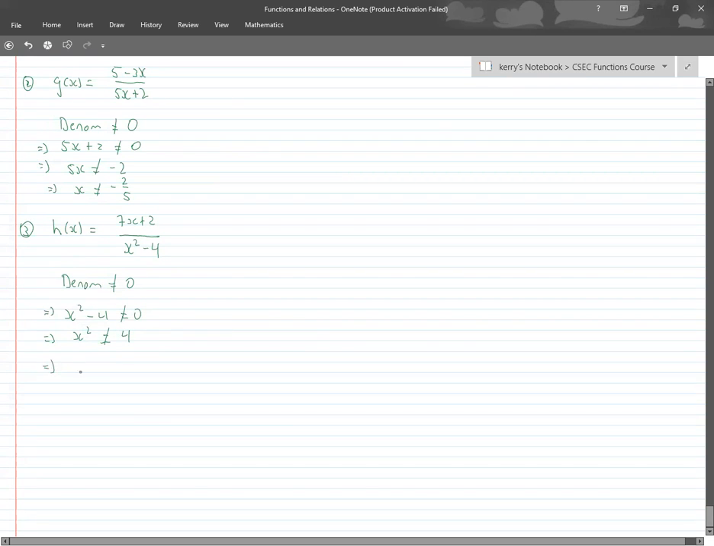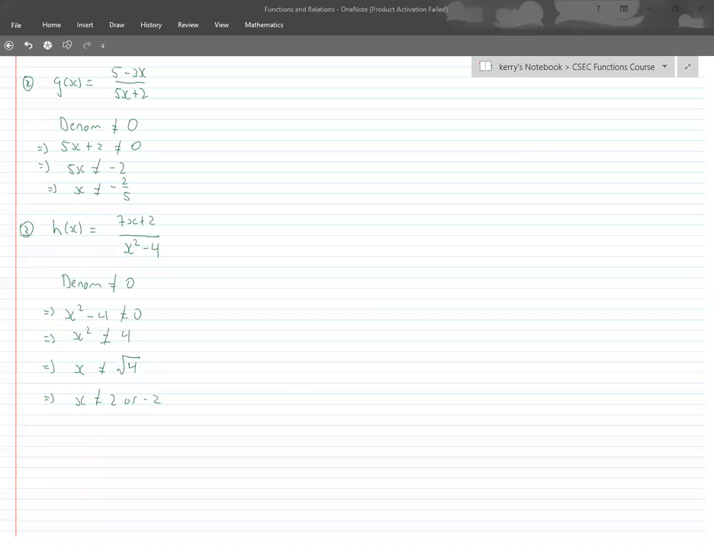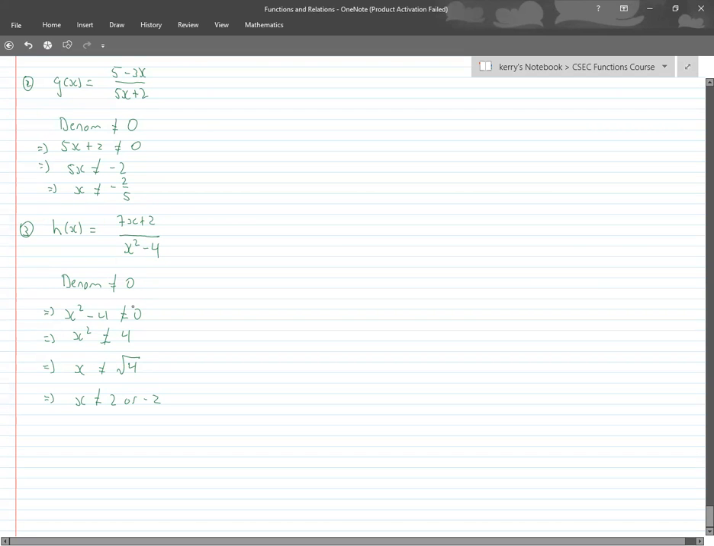And now if I take the square root of both sides, I will get x cannot be equal to the square root of 4. And as you all should know by now, the square root of 4 is not just 4, but there are two numbers that when squared will give you 4. And those numbers are 2 or minus 2. So if x is 2, this becomes 2 squared, which is 4, minus 4 is 0. And if x is minus 2, squared is also 4, and 4 minus 4 is 0. So this is how we find the undefined value.